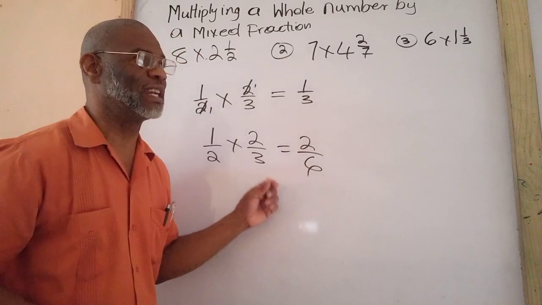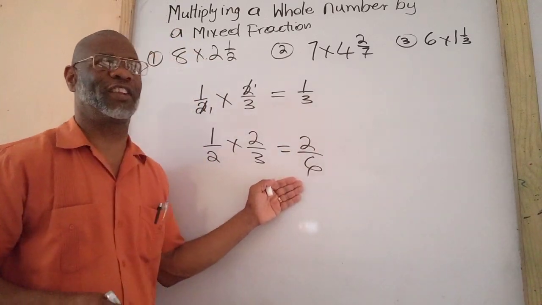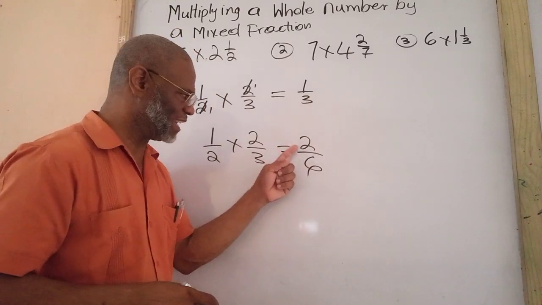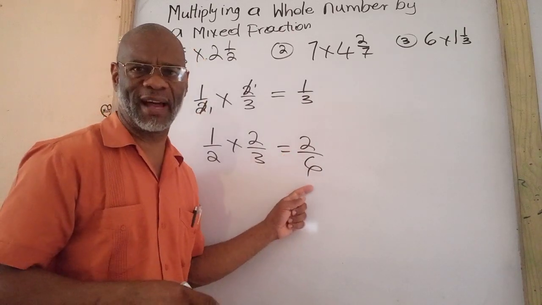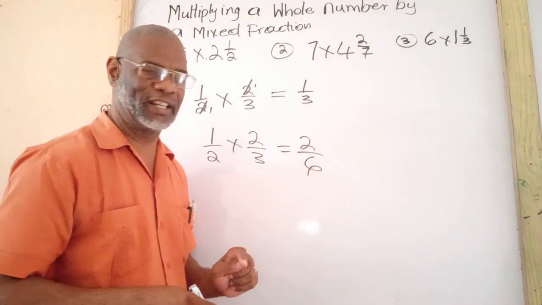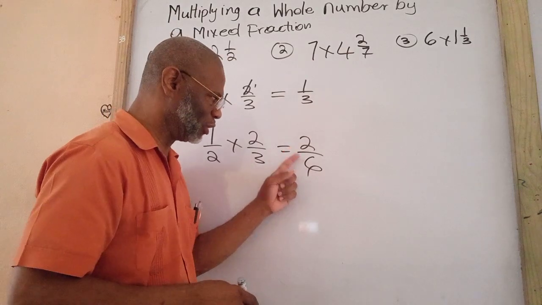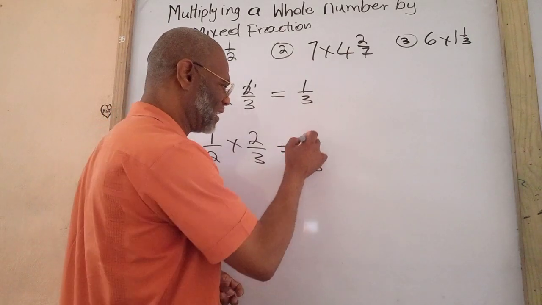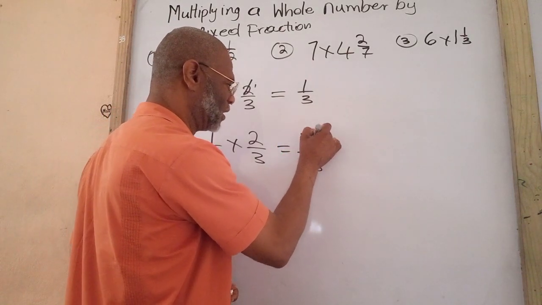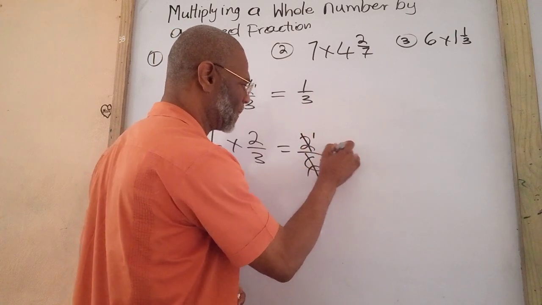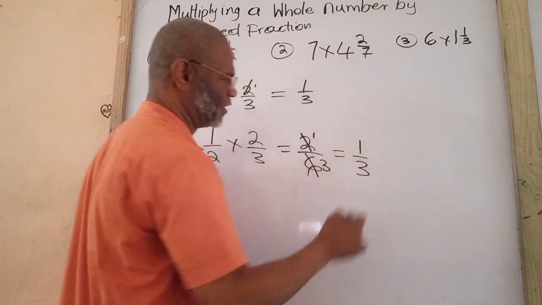So we are going to write this final answer as an equivalent fraction by dividing both the numerator and the denominator by a common factor, alright? So the common factor here would be 2. So we are going to divide 2 into 2 is 1, 2 into 6 is 3. So that gives us 1/3, alright?